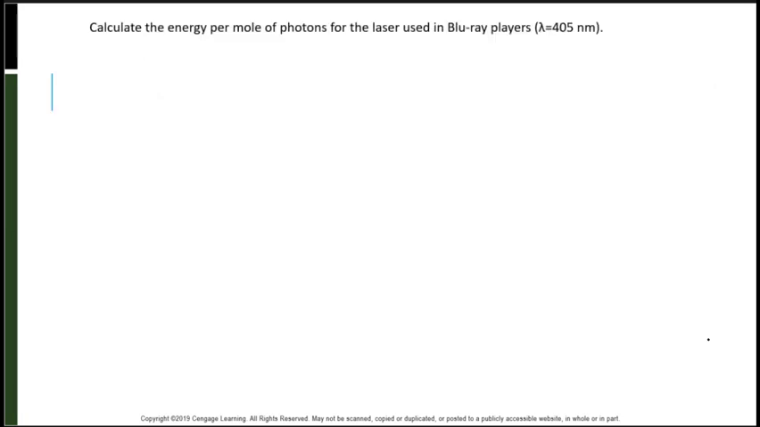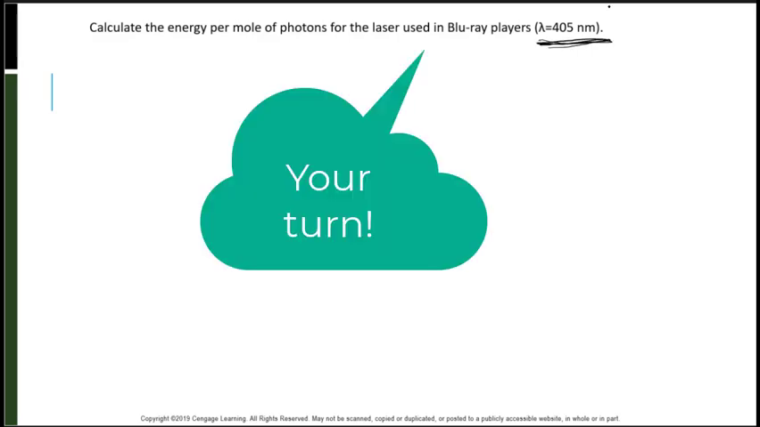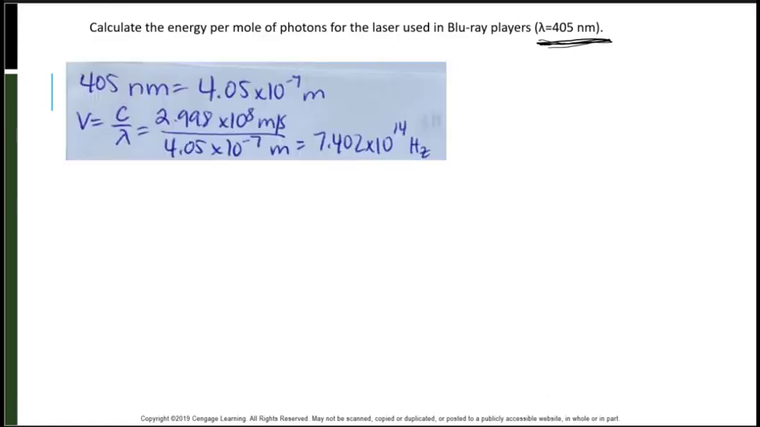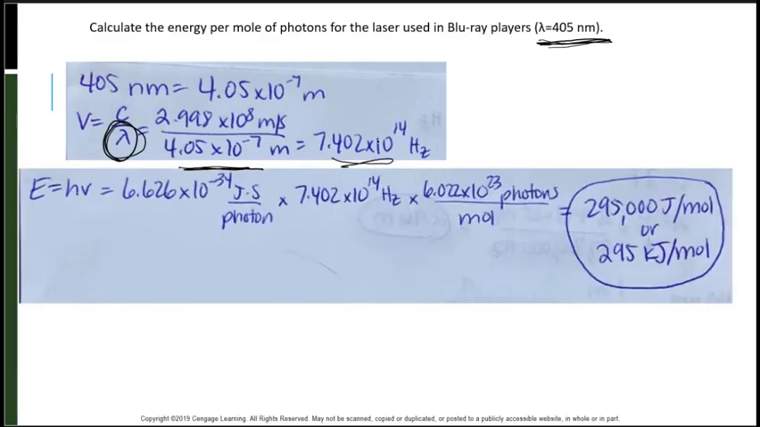How about you try to set this one up? Calculate the energy per mole of photons for the laser used in Blu-ray players, which has a wavelength of 405 nanometers. Pause the video here, see if you can set that up. First, I went from nanometers to meters, used that as my wavelength, so I did speed divided by wavelength to get frequency. I then plugged it into E equals hν using Planck's constant and frequency, and because it wanted per mole of photons, I directly multiplied by Avogadro's number, 6.022 times 10 to the 23rd photons per mole. And I got 295,000, or 295 kilojoules per mole.